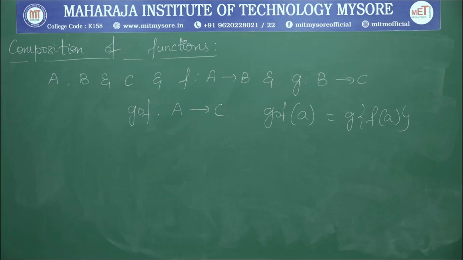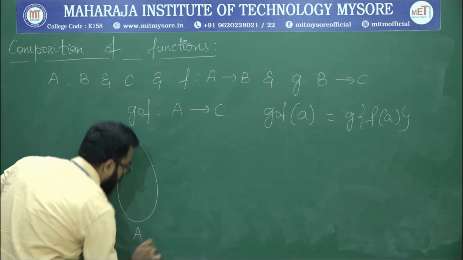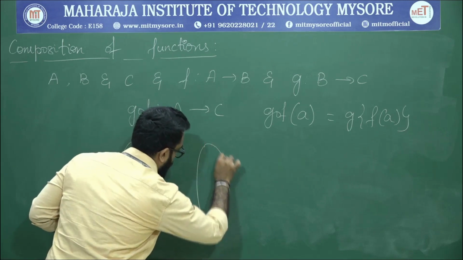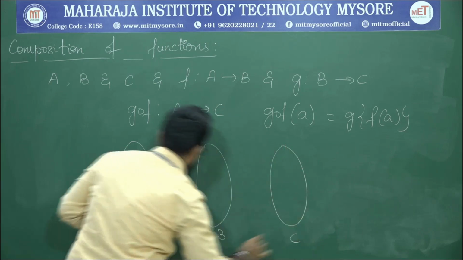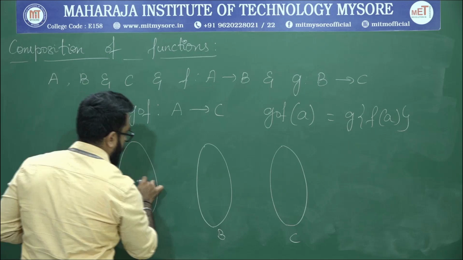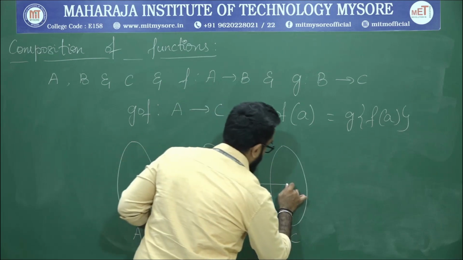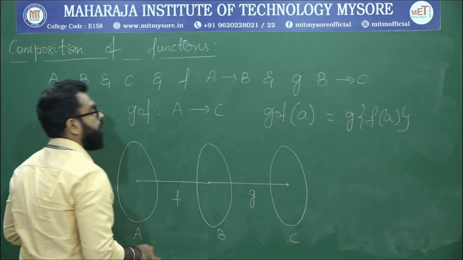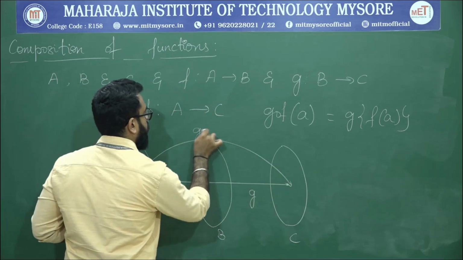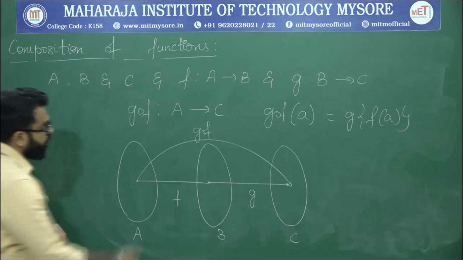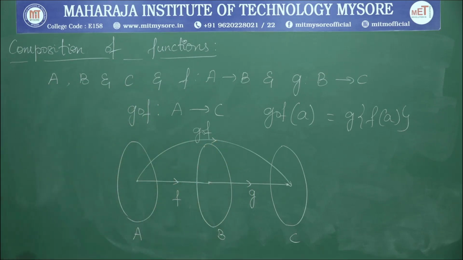So the pictorial representation of this: we have 3 sets here that we have already mentioned. A, another set B, and the third set C, and I have a function f that is defined from A to B, I call this f, and I have another function g defined from B to C, and this is nothing but g∘f, from A to C.